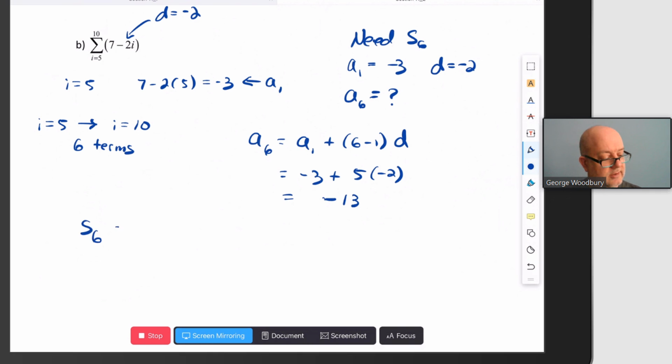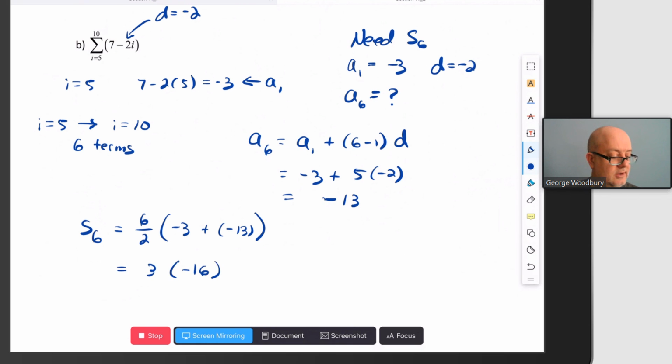S sub 6 equals 6 over 2 times the first term, negative 3, plus the last term, negative 13. We know that 6 over 2 is 3, so this is 3 times negative 16, or negative 48. All right, that's using what we know about finding an arithmetic series from summation notation.